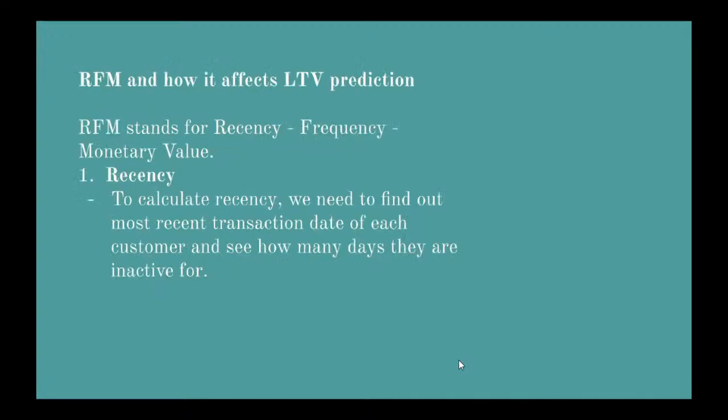Now, creating the feature list. There's a term called RFM, and we are going to explore how it affects the LTV prediction. RFM basically stands for recency, frequency, and monetary value. To calculate the recency, basically you need to find out the most recent transaction date for each customer and see how many days they are inactive for.